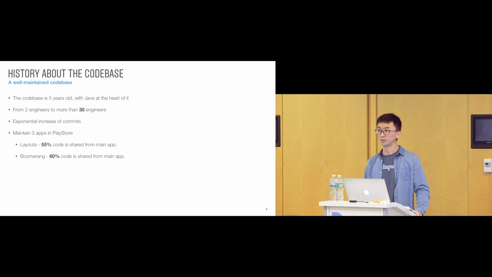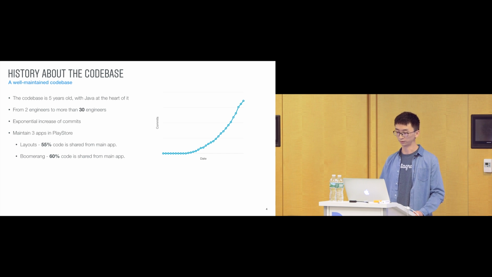And because we have more and more people working on the code base, the number of commits in the repo grows in an exponential fashion. And here's a graph I just crawled before I came here today. It shows you the number of commits in our repo, how it grew over these years. You can see it's growing in an exponential fashion.